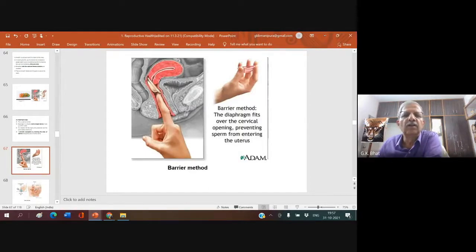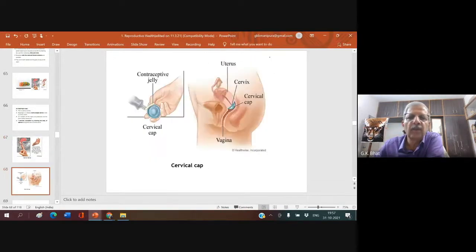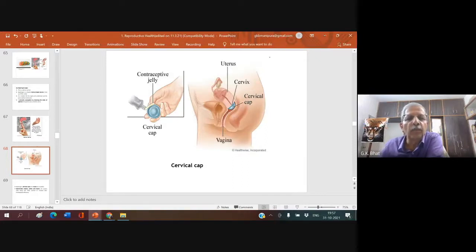Now looking into the barrier method, this is what I wanted to show you, the diaphragm. It is placed like this. The diaphragm fits over the cervix, the lower part of the uterus, over the cervical opening, preventing sperm from entering the uterus. Right? Sometimes, to be on the safer side, women apply some contraceptive jelly onto both the sides.